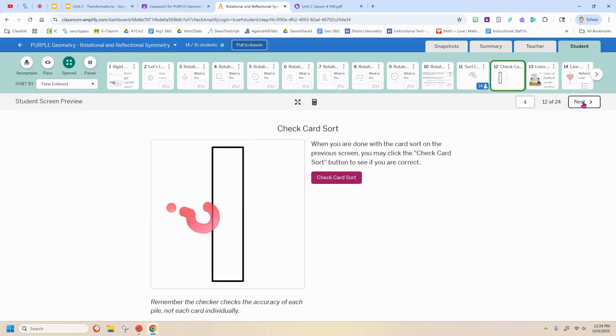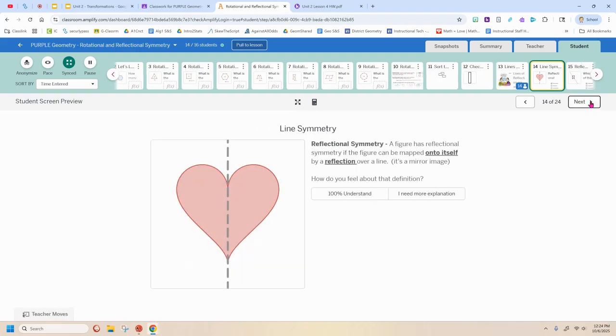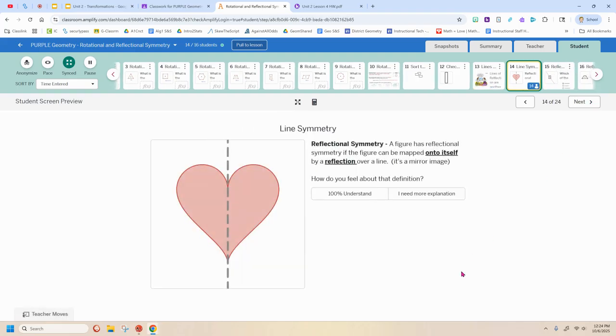Okay, we need to move on. All right, we're on to lines of symmetry. So did you guys jump to page 13 with me? Yeah. Okay, cool. So on reflection, I don't think I'll take the job at the mirror factory. Ha ha. You get the joke? Yeah. Here we go. Okay, cool. But beware, not all shapes can be folded. Okay, here we go.